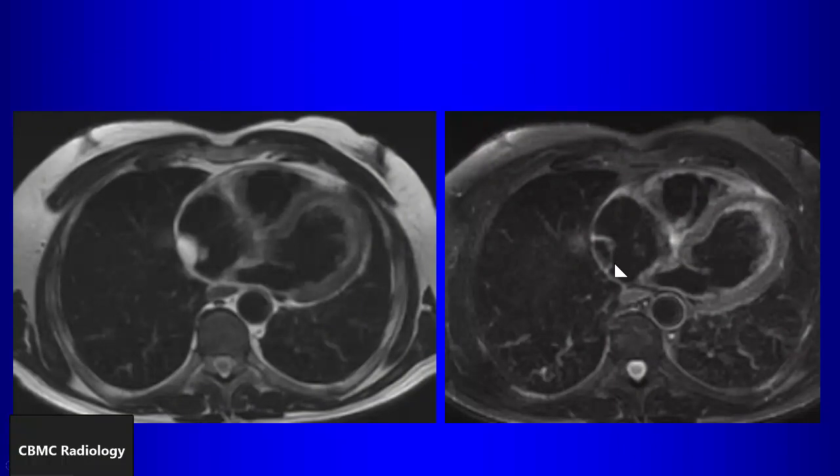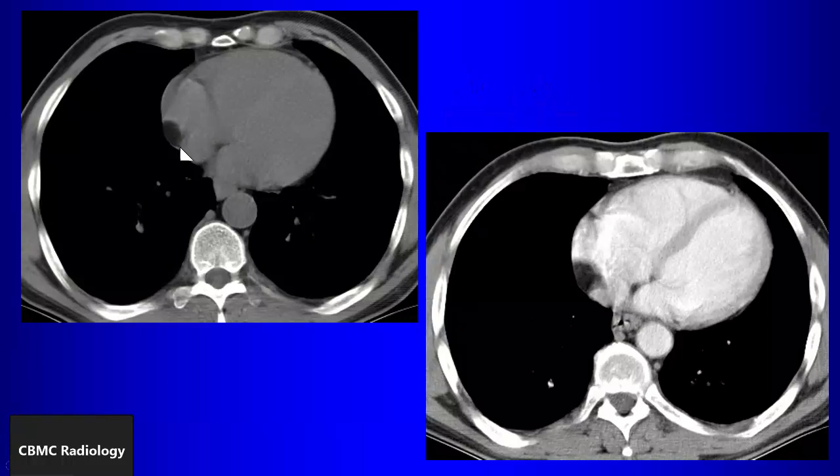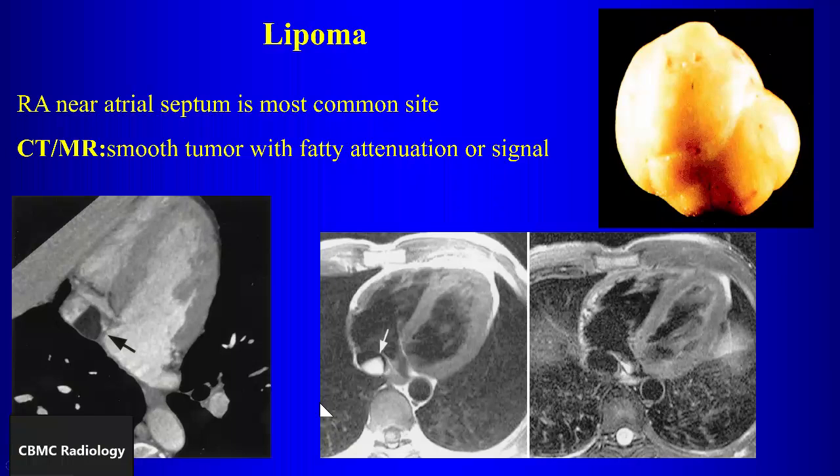So lipomas can occur within the heart. They can occur typically near the location of the inferior vena cava along the right atrium, but they can occur anywhere in the heart. You can have cardiac lipomas. And the signal characteristics of fat would tell you that you're dealing with a lipoma. Easy on CT, right? That's fatty attenuation there on CT. So that's a cardiac lipoma, right? Near the atrial septum, smooth tumor, fatty attenuation, and of course, with fat saturation, you can show that it contains fat.